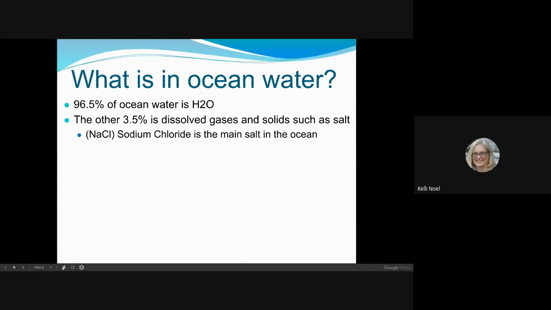96.5% of the ocean is water. The rest is dissolved gases and solids such as salt, with sodium chloride being the main salt of the ocean. So you're going to put 96.5% in the first blank. The second blank is 3.5%.